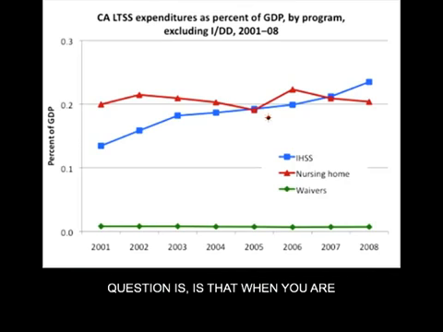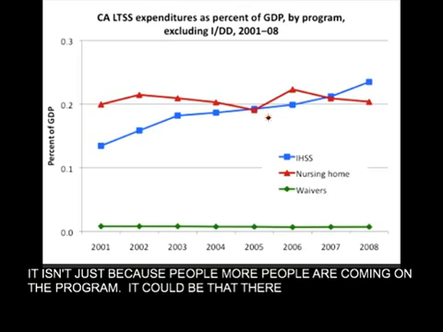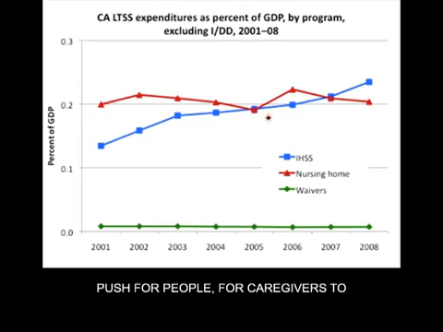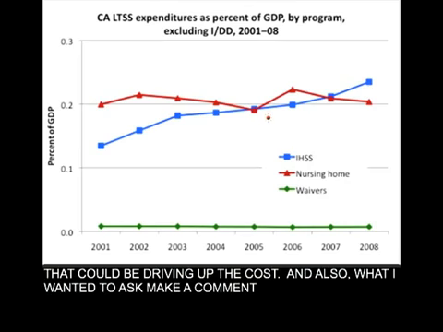And they're also having on the chopping block triggers for domestic and related services and other cuts to IHSS. But my question was, when you're comparing the wage increase, or why there would be an increase from 2002 to 2008, it isn't just because more people are coming on the program. Definitely people are aging and becoming more disabled, but also there's now a push for caregivers to have a decent wage, above minimum wage, and health care. So that could also be what's driving up the cost.